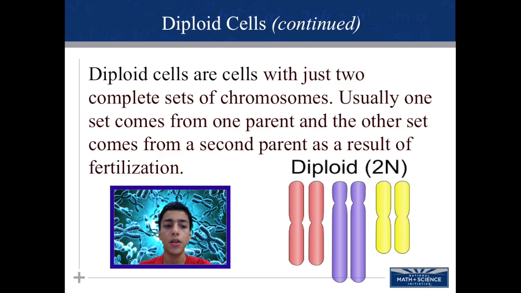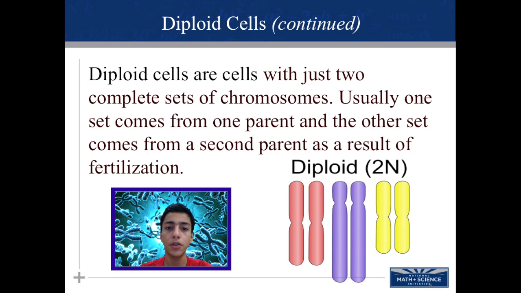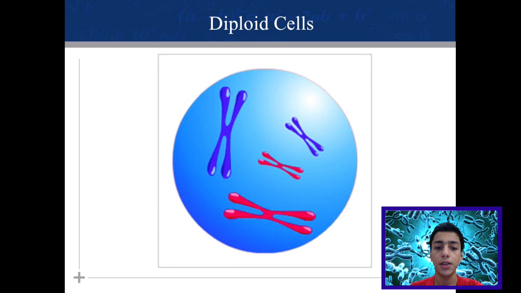Diploid cells are cells with two complete sets of chromosomes. Usually, one set comes from one parent, and the other set comes from a second parent as a result of fertilization. Diploid cells are usually referred to as 2N. This is a clipart image of what a diploid cell would look like.